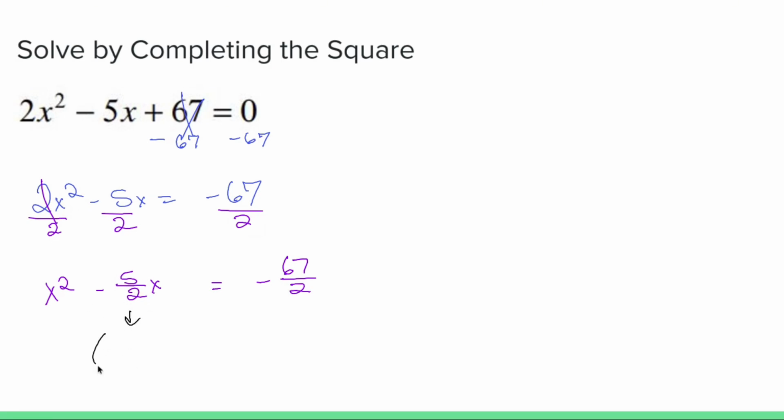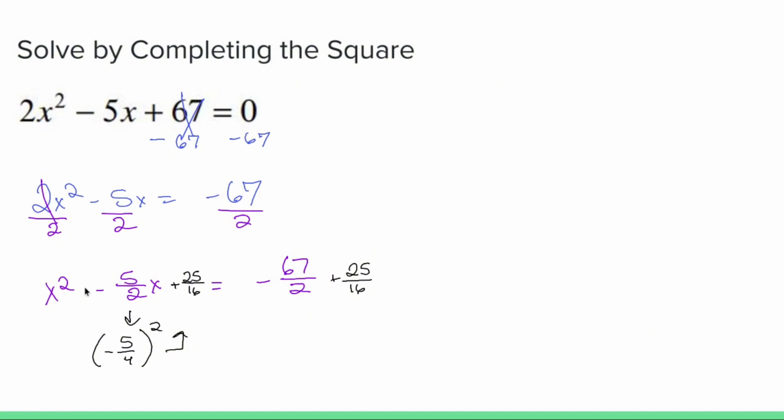Now the next thing that we're going to do is take half of the number in front of x, which is half of negative 5 over 2. When you multiply negative 5 over 2 by a half, you get negative 5 over 4. You take that number, square it, and add that to both sides. So negative 5 over 4 times negative 5 over 4 is positive 25 over 16. You're going to add that to both sides, positive 25 over 16.